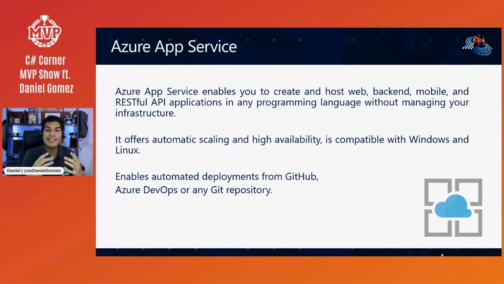Azure App Service allows you to create front-end applications, backend, mobile, and also, for example, APIs in any language without managing our infrastructure. This is the concept of platform as a service. In this particular Azure App Service, we can consider some features of cloud computing, for example, high availability, and it is also compatible with Windows and Linux operating systems. And also we can have an environment on GitHub or Azure DevOps or any GitHub repository. Today, we can also see a GitHub project to deploy our applications with continuous deployment. So we can see that in a few minutes.